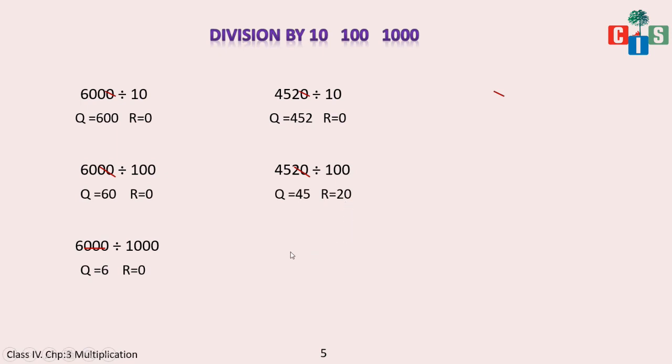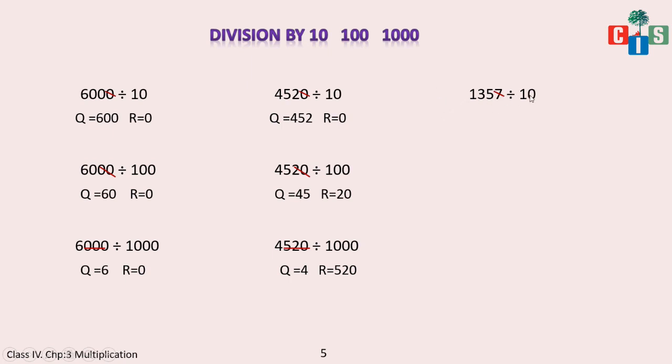Got it? Now I will divide it by 1000. The same number I am dividing by 1000. So what I will do is, 1000 has 3 zeros, so I'll cut 3 digits. So 4 is my quotient and the cut part, or the remaining part, is my remainder. Got it? Now moving to the third example.